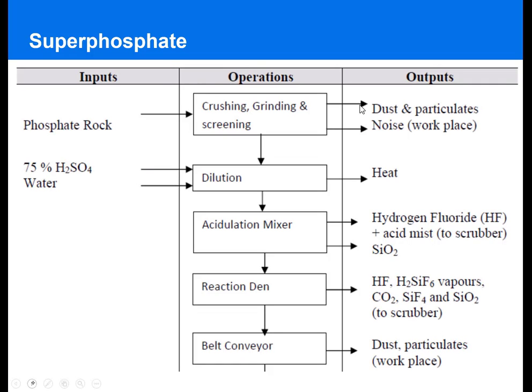This flowchart here summarizes the production process for superphosphates, which starts with the phosphate rock being crushed and then mixed with 75% concentrated sulfuric acid to produce a superphosphate product, and any fluoride byproducts in this step can be absorbed into scrubbers to make sodium fluorosilicates.